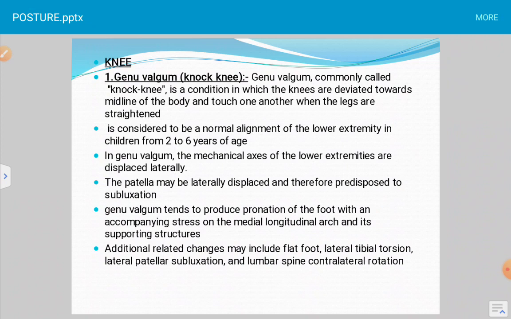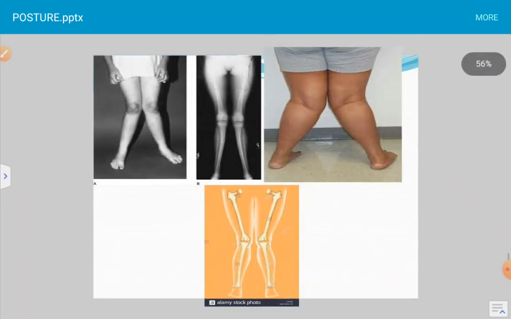Okay, additional related changes may include flat foot, lateral tibial torsion, lateral patellar subluxation and lumbar contralateral rotation. These are the problems that accompany genu valgum. The lateral tibial torsion will increase. Then lateral patellar subluxation means a position change, not dislocated, a partial deviation from the normal position of the patella. Then the lumbar spine in contralateral rotation: the lumbar spine is always rotated to the opposite side. This is knock knee or genu valgum.